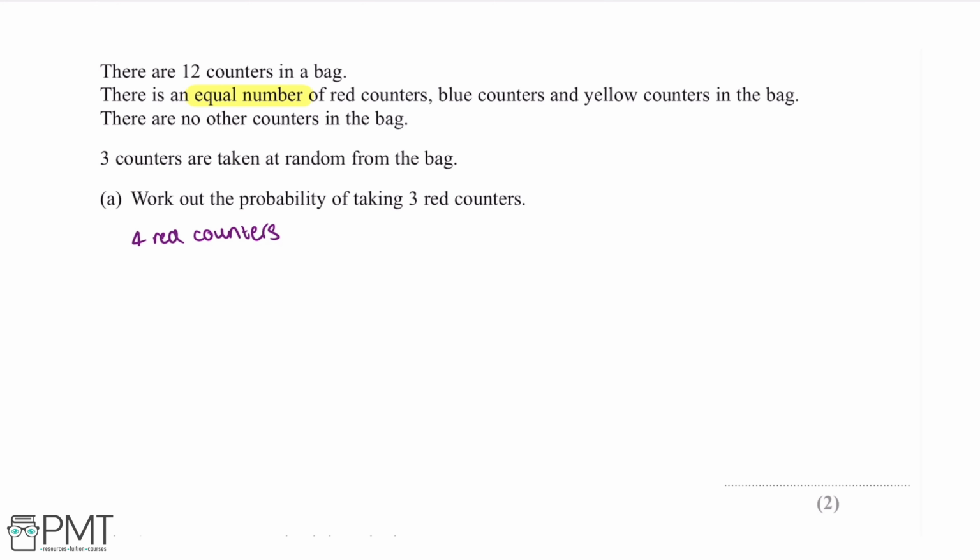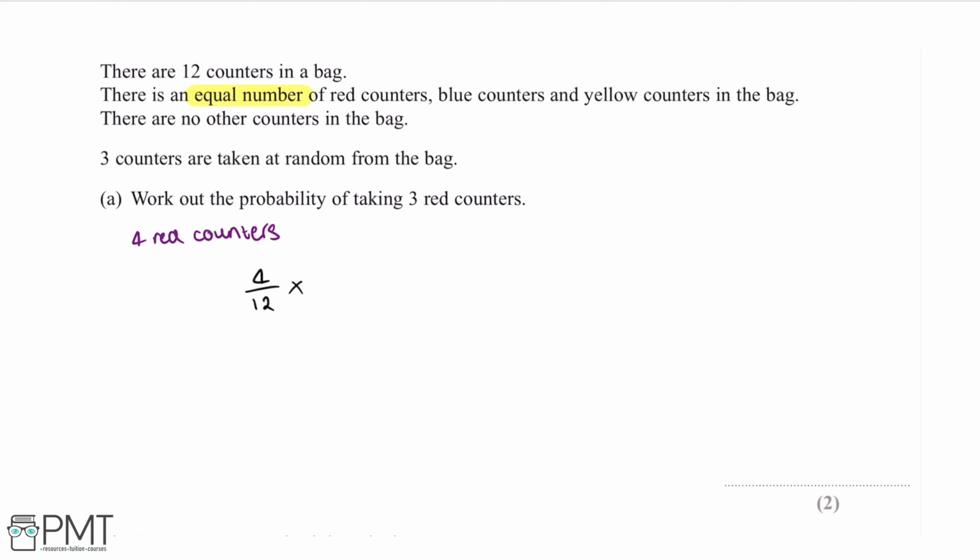Now because these 3 counters are being taken consecutively, we're going to want to multiply the probabilities. So initially we've worked out that there are 4 red counters in the bag and there are 12 counters in the bag in total. So the probability of taking out a red counter will be 4 over 12.